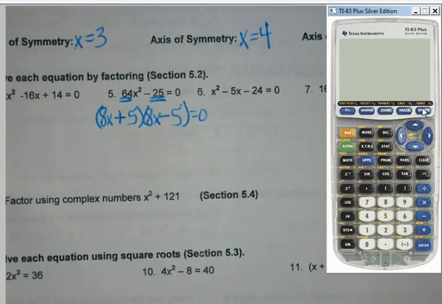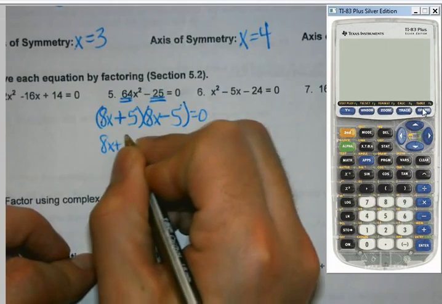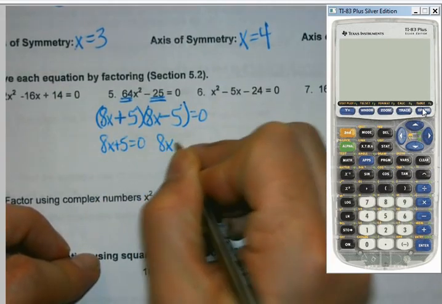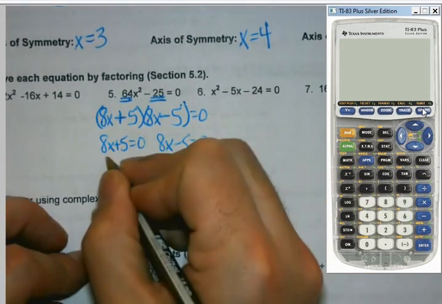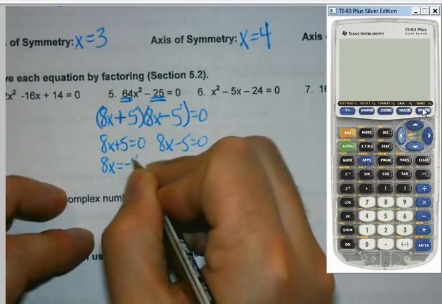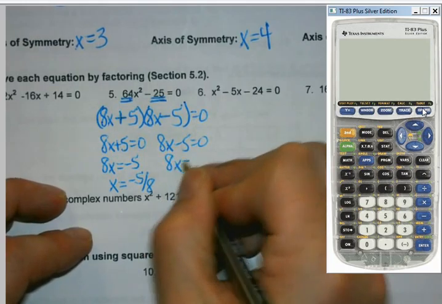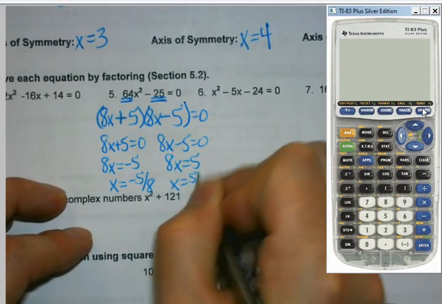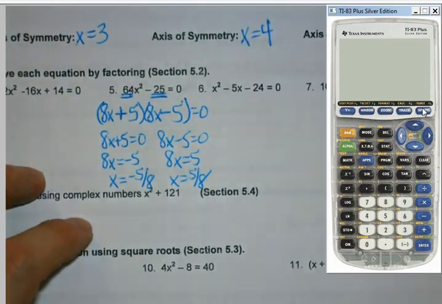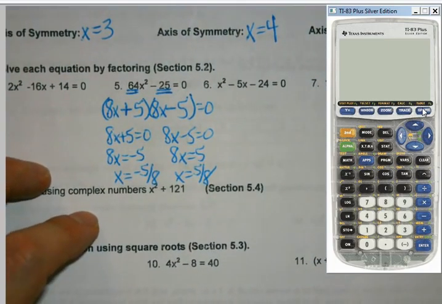But again, it says solve here, so I'm not just done with the factoring. I actually have to set these equal to 0 and figure out what x is. So we get a negative 5 over 8. And this time we end up with a positive 5 over 8. It won't necessarily on every single one be positive and negative. So you do actually have to work them out just to be sure. But again, you can save yourself a lot of time on these just by looking for little hints and clues.